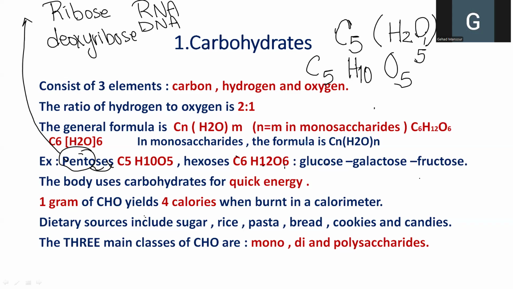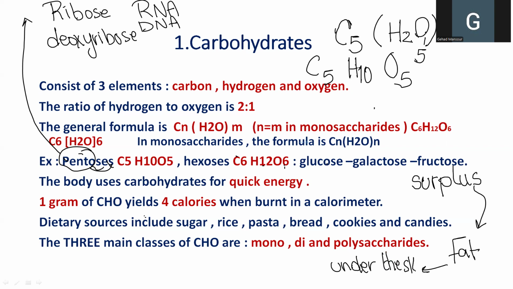And it is important to understand, and we will be going over this later on, that the surplus of carbohydrates is stored in your human body as fat, and that fat is deposited mainly under the skin, and this is what makes you obese when you abuse or when you eat huge amounts of carbohydrates.